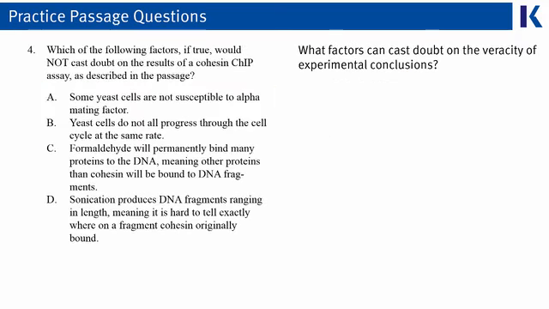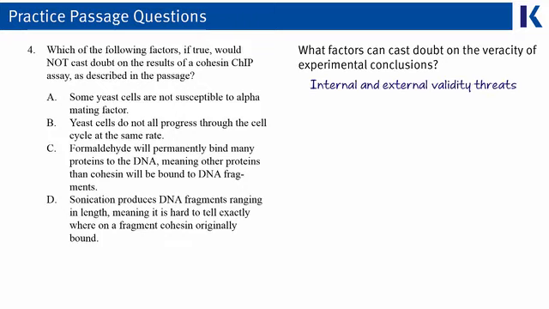Question 4 also asks about limitations in the experiment, but it does so in a really cool way. It's asking about the factors that would cause someone to doubt the results of the ChIP assay that was described in the passage. So take a second and record your answer to the prompt on screen. What kinds of things cast doubt on an experiment's results?